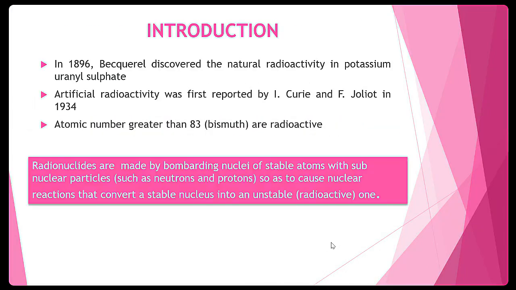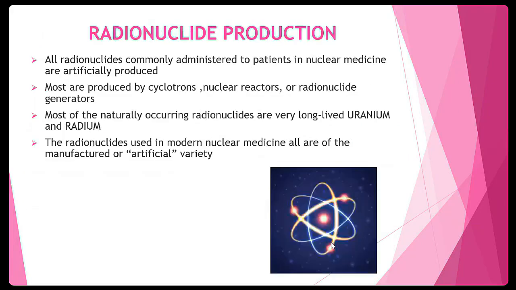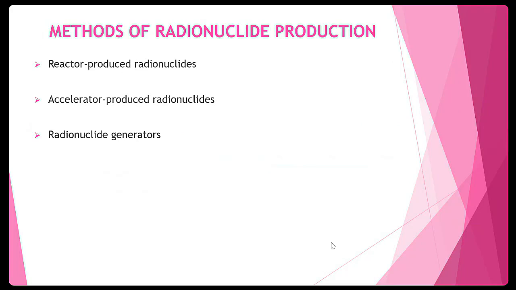They collide the stable atom with protons or neutrons to form the radioactive one. All the radionuclides which we give to patients are artificially produced. Today we will be learning how we produce them. We have the cyclotron, nuclear reactor, generator and so on to produce these radiopharmaceuticals. There are three methods to produce radionuclides. One is reactor produced radionuclides, where we produce the radionuclide with the help of a reactor. Then we have accelerator produced radionuclides, and then we have the radionuclide generator.